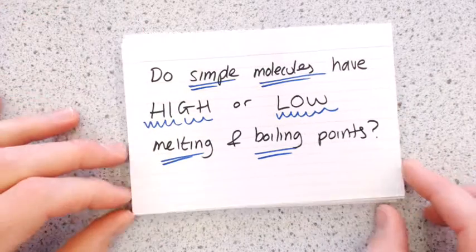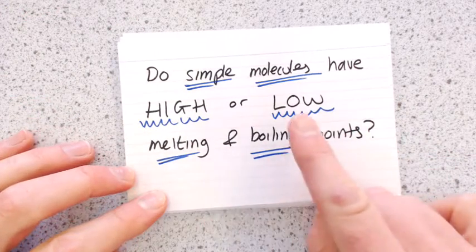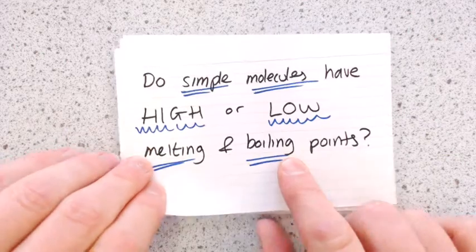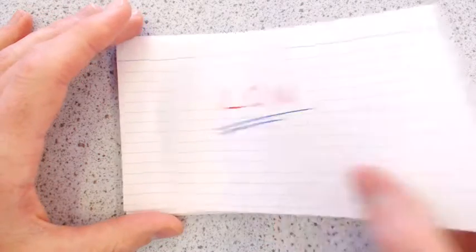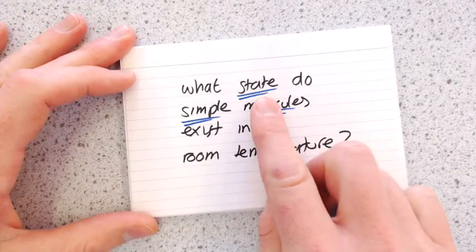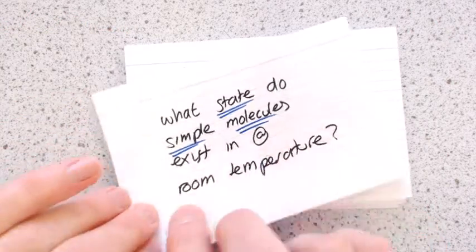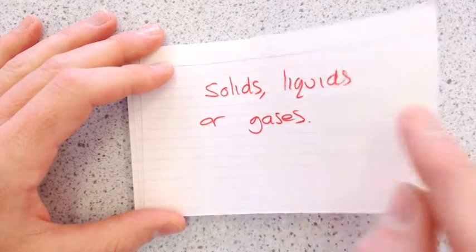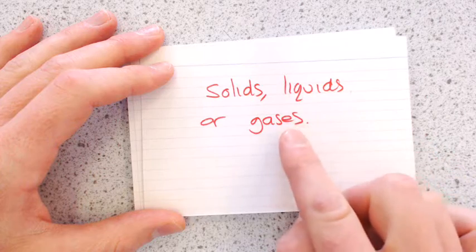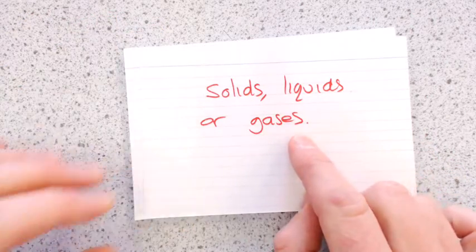Do simple molecules have high or low melting and boiling points? Answer: low. What state do simple molecules exist in at room temperature? They can be solids, liquids, or gases, but generally they are gases.